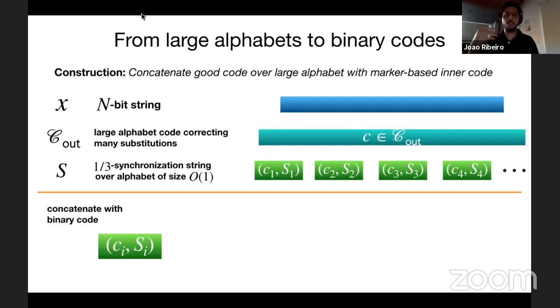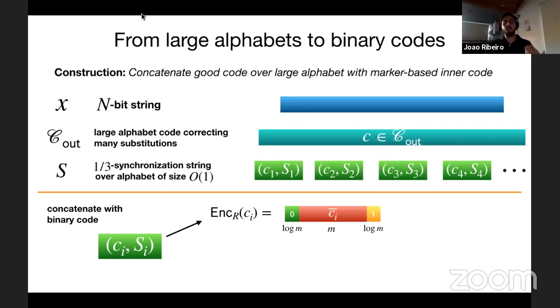Now we're going to concatenate with the binary code. So we're going to take every pair of symbols: a code word symbol and the synchronization symbol, and we're going to encode both with a binary code. We encode the code word symbol with a code that's kind of similar to what we had in our paper. You have markers, which are a long run of zeros, then an inner code word called C bar I, and then a long run of ones.